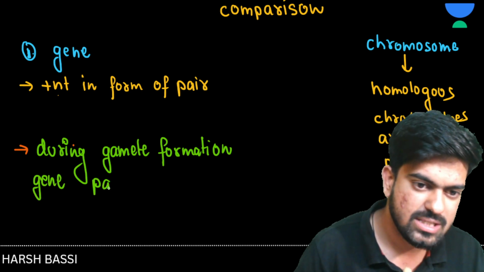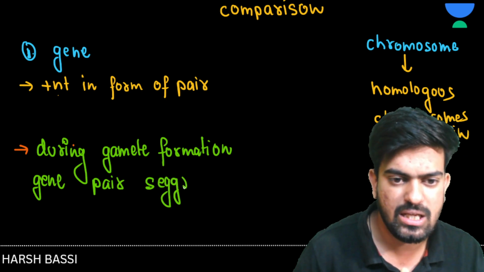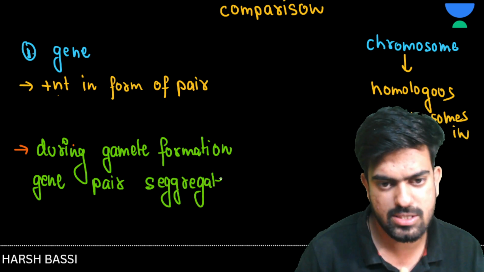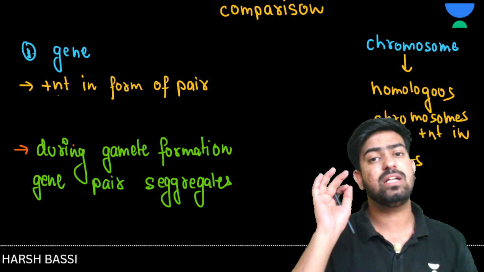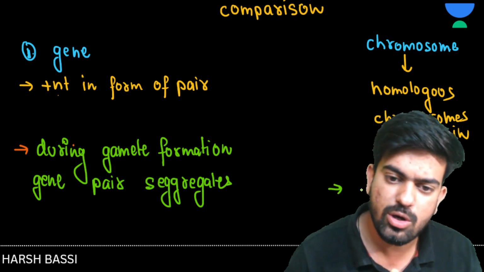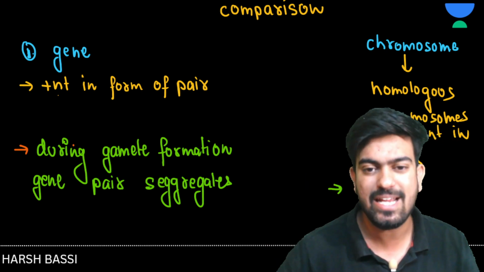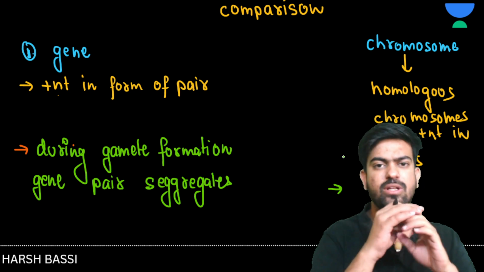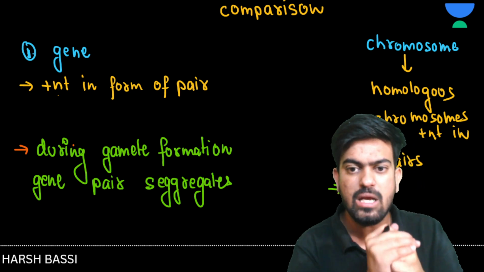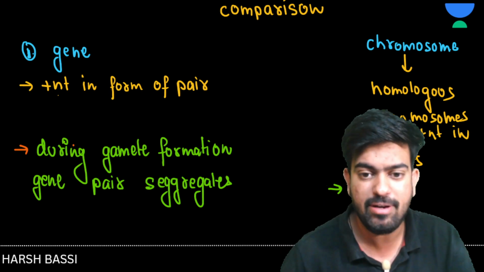Gene pair segregates. Yes or no? Gene pair segregates. Clear, sir? No doubts. Similarly, in chromosomes also, homologous chromosomes segregate during the meiosis. Yes or no? When meiosis is happening, the chromosomes are separating from each other during the gamete formation.